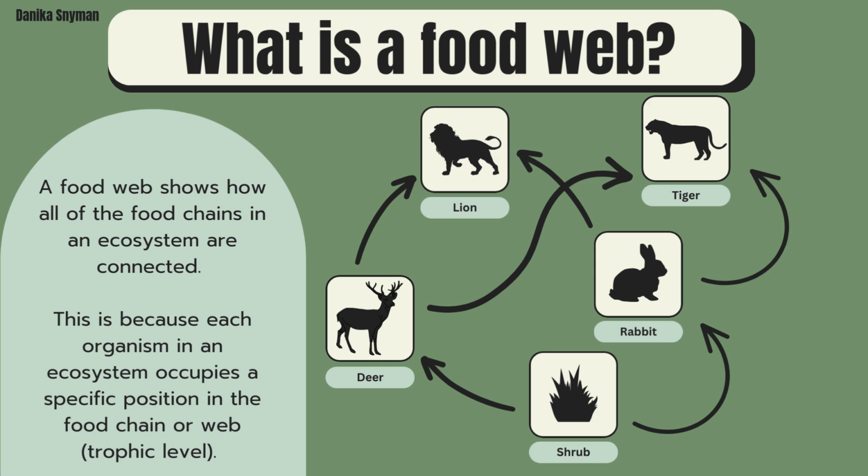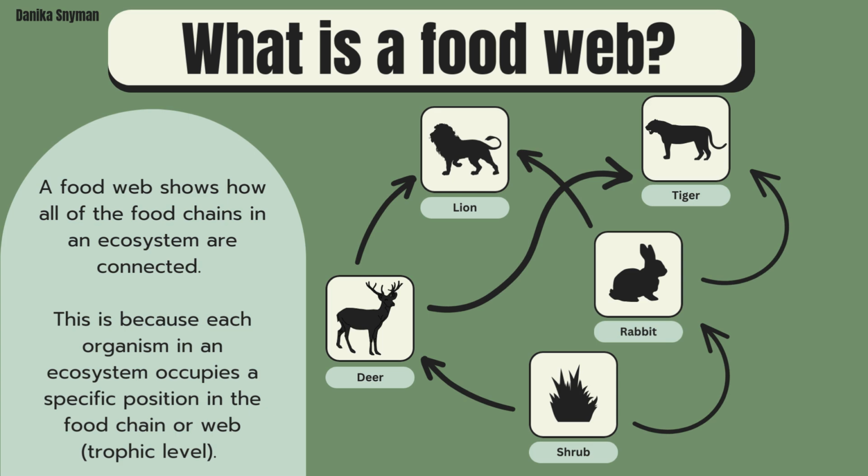In nature, animals and plants don't live alone. A deer might eat the same shrubs as a rabbit, and a lion might eat both. So the lion might eat the rabbit and the deer. A food web helps us understand how all of these animals are linked in the same habitat.